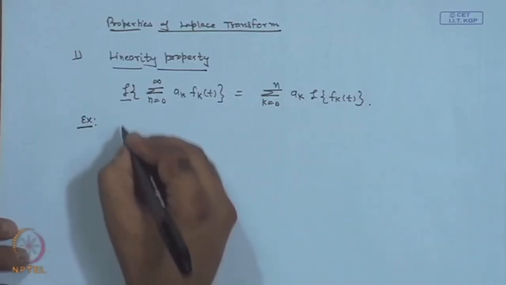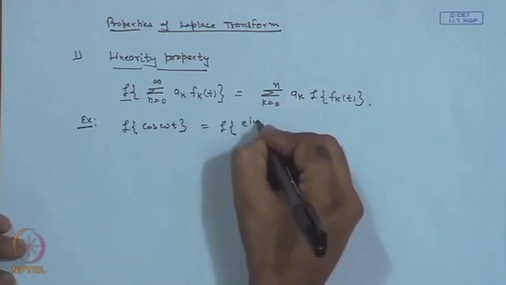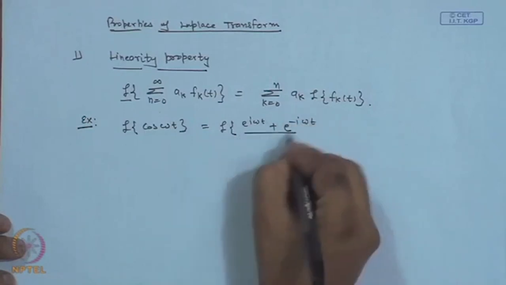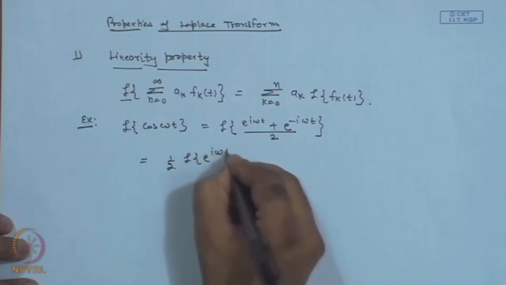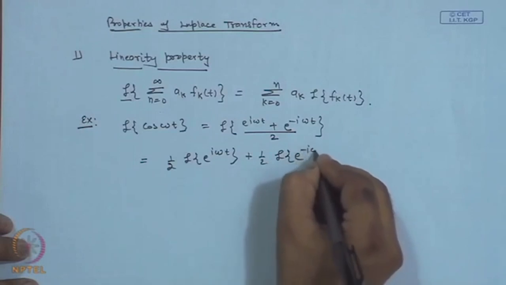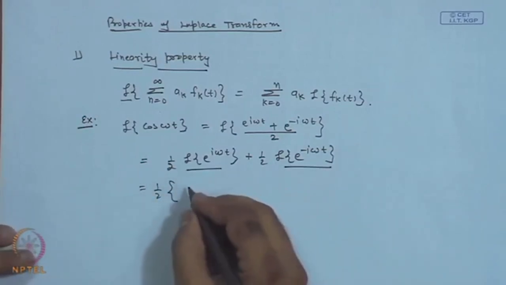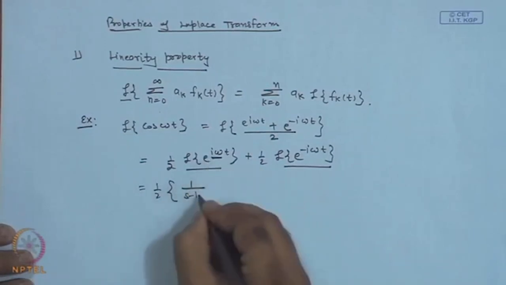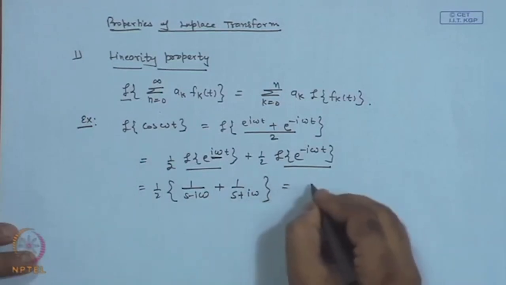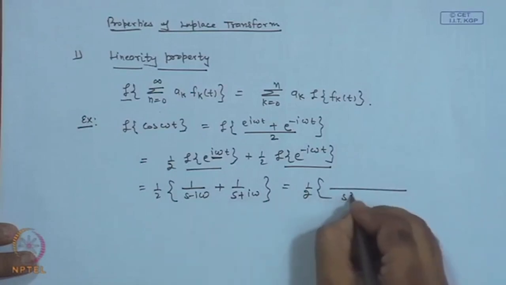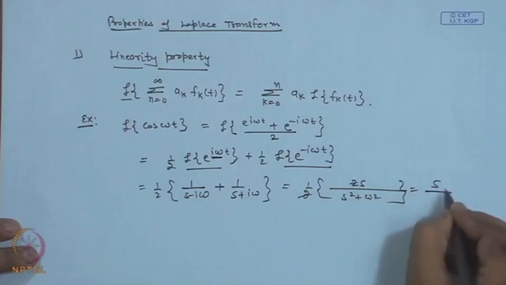Let us go quickly with one example. The Laplace transform of cos(omega t) will be the Laplace transform of (e^(i omega t) plus e^(-i omega t)) divided by 2. Using the linearity property, we get half the Laplace transform of e^(i omega t) plus half the Laplace transform of e^(-i omega t). We saw the Laplace transforms of these exponential functions in the last lecture, and they are simply 1 over (s minus i omega) plus 1 over (s plus i omega). If we simplify this, in the denominator we have s^2 plus omega^2, and in the numerator we get 2s, and this 2 gets cancelled, so we have s over (s^2 plus omega^2).